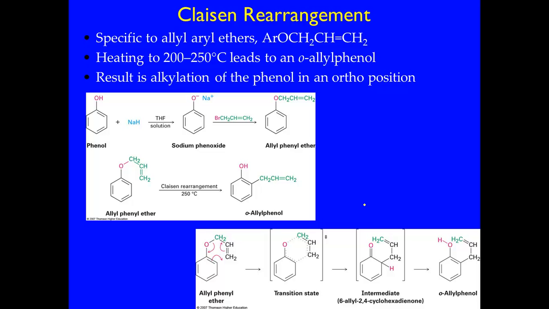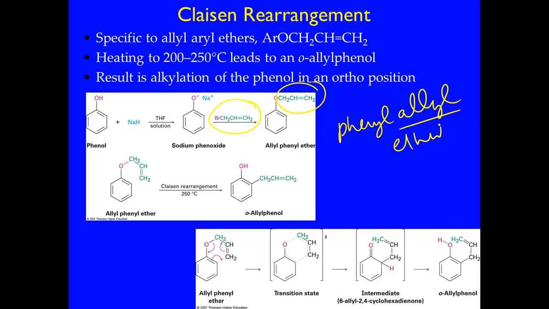The other reaction is specifically for phenyl allyl ethers. This is phenyl. This is phenol. And you are also allylating it. This is allyl bromide. Whenever you have phenyl allyl ether, this is allylic. This is the allyl bromide, right? And phenyl allyl ethers can undergo rearrangement when you heat up to 200 or so.